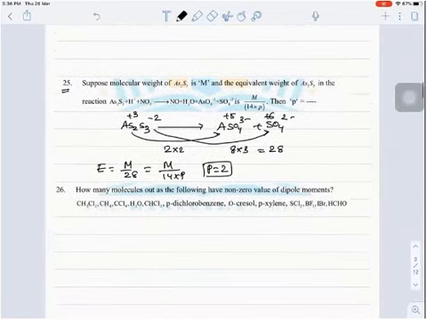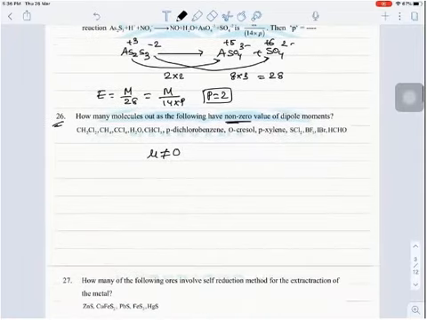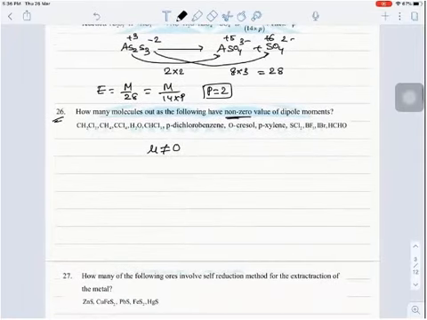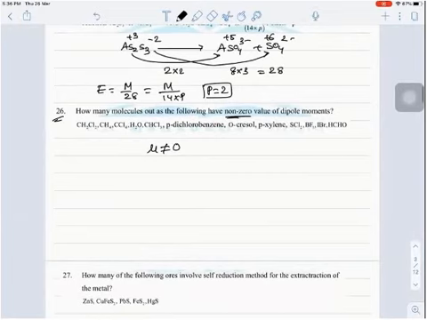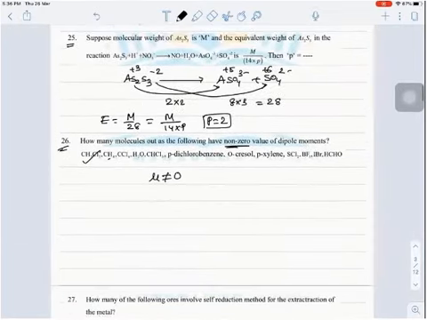Okay. So next question. Question number 26. We should identify the molecules with non-zero dipole moment. Mu should not be equal to 0. Here there are different molecules. CH2Cl2 doesn't have the dipole moment 0. It is having non-zero dipole moment. Methane, due to the symmetrical structure, its dipole moment is 0. CCl4 also has dipole moment 0. Water, due to the bent shape, is non-zero. CHCl3, due to the asymmetrical structure, its dipole moment is non-zero.